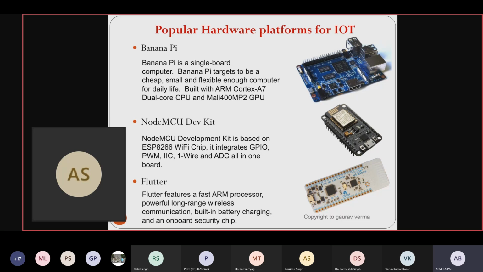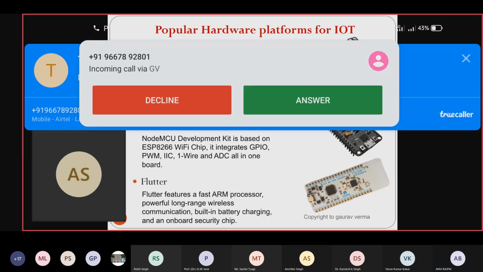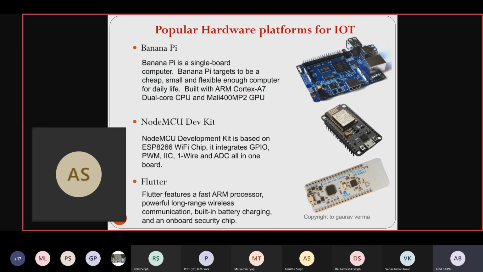So this is basically the context, in short, to understand which particular hardware device you should choose as per the requirement of your application. What is the requirement?